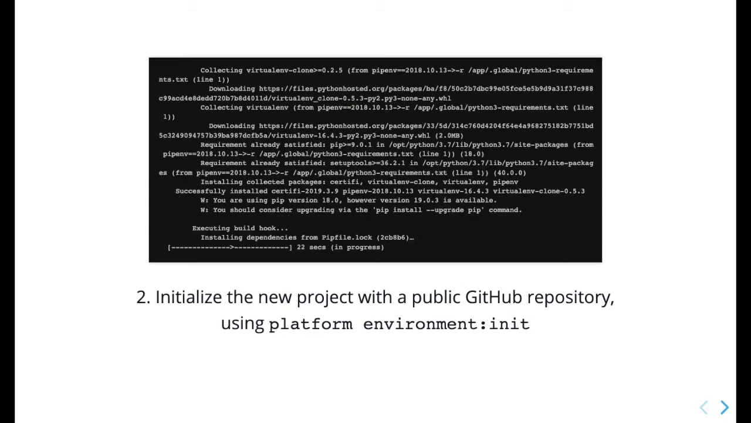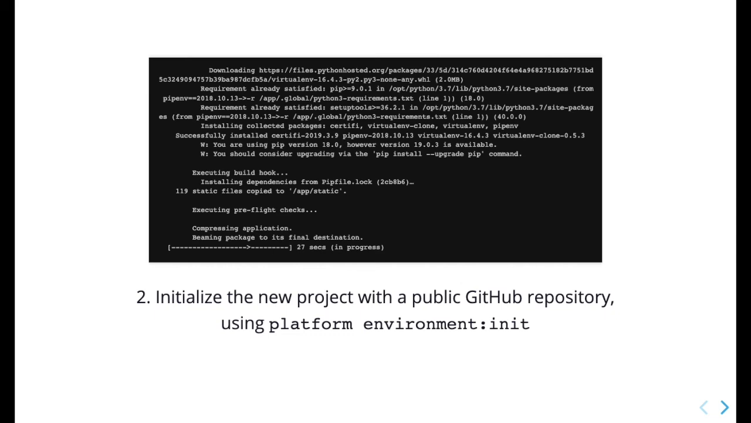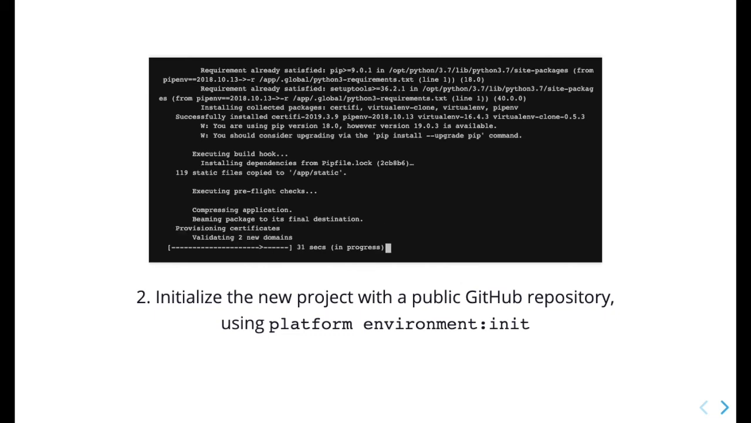First, Platform.sh will run through the build hook of the application's platform app.yaml file, which defines its build process, by first downloading all of its dependencies defined in the Pipfile.lock.